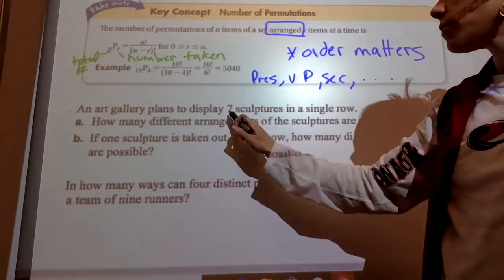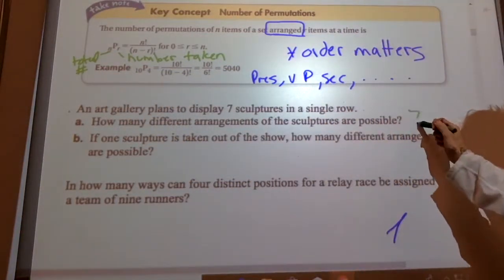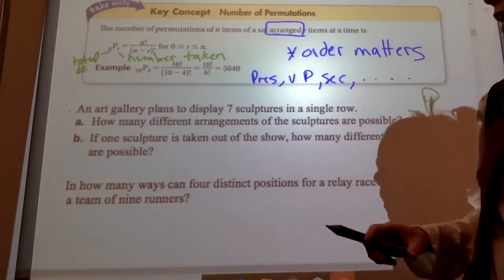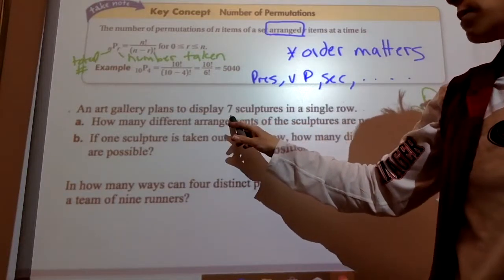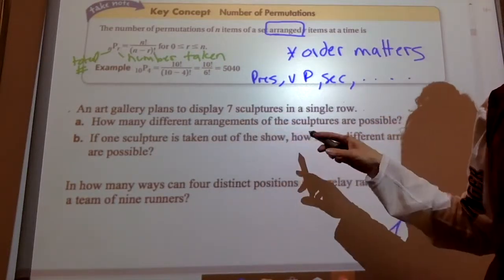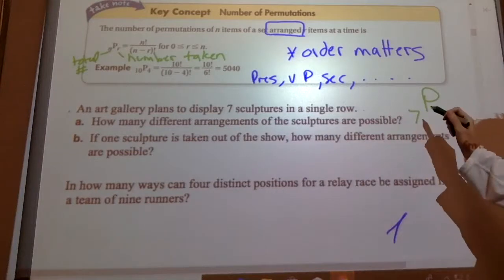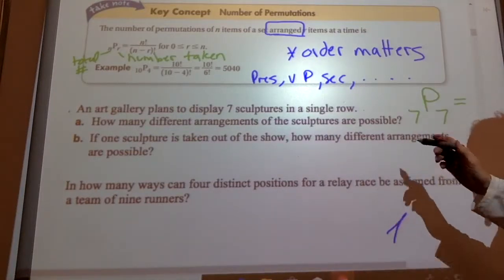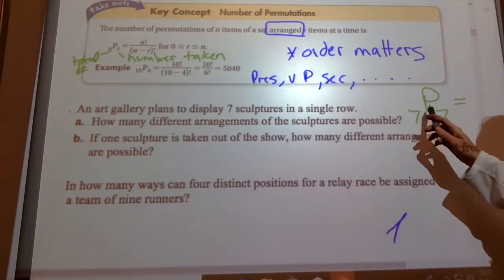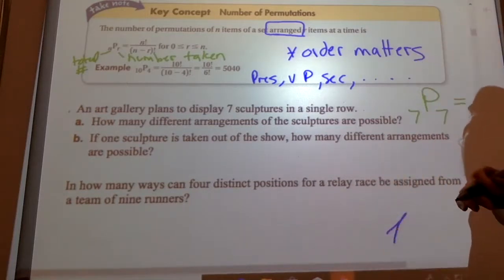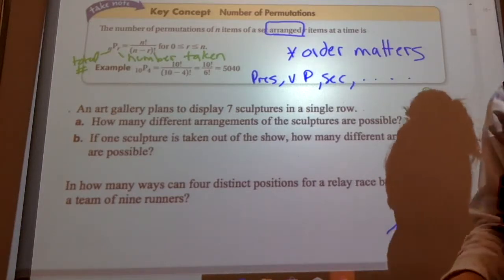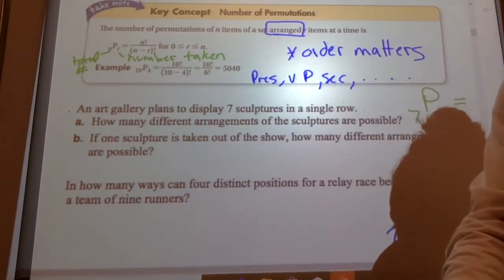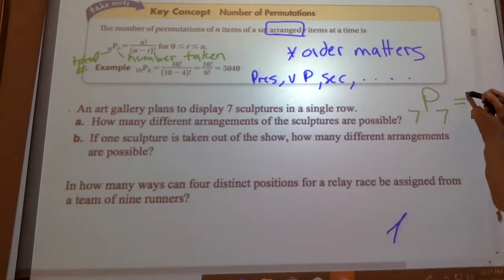So your total number, if I have 7 sculptures, and I want to pick all 7 of them to arrange in a certain row. So this would look like this, 7P7. How many ways can I take 7 of the sculptures and arrange them in a certain way? So in your calculator, 7P7, what do we get? Which would be 5,040 ways.